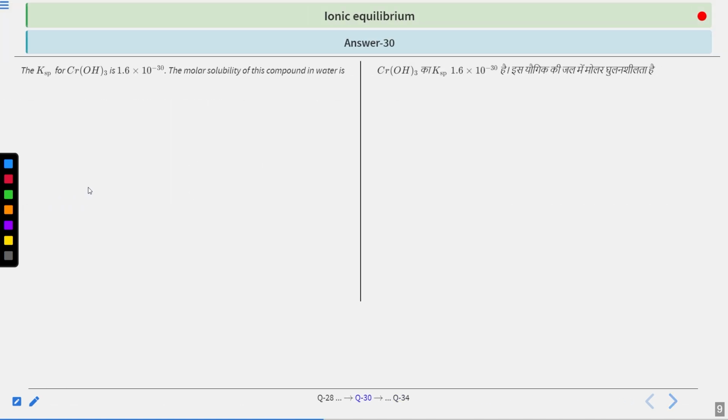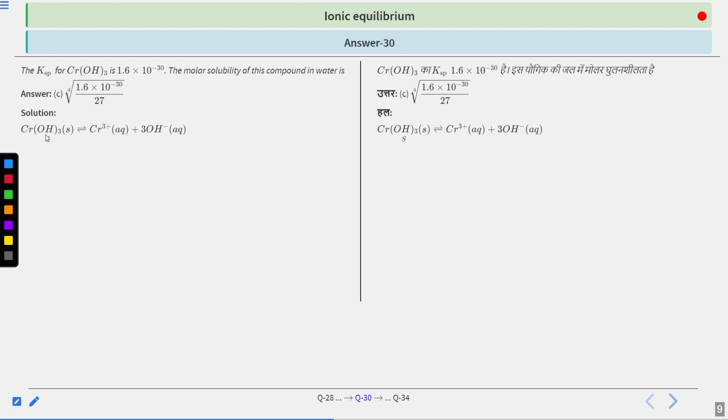So we are given the Ksp value, and you have to find the solubility for the given salt, which is chromium hydroxide. The correct answer will be C, root under 1.6 into 10 to the power minus 30 by 27, where the root has a power of 1 by 4. This is not a square root, this is a fourth root.